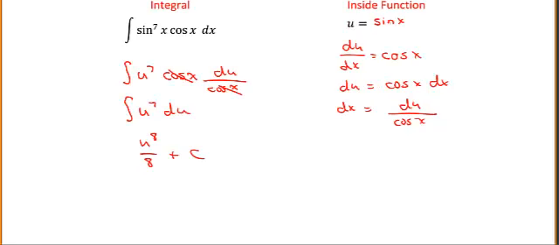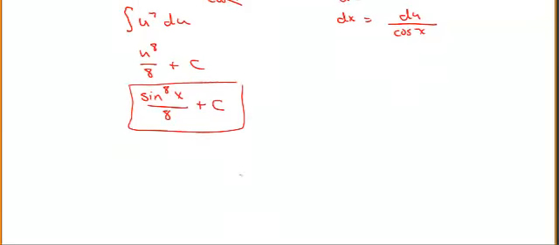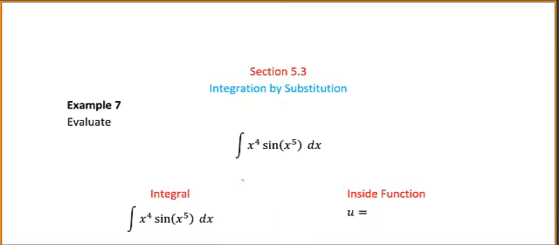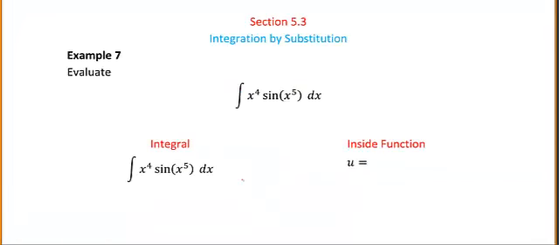And remember, u was sine of x, so this is going to be sine to the 8th of x over 8. But remember what that means. Don't let that fool you. So sine to the 8th of x over 8 plus a constant of integration. Okay, I think I have one more example here. All right, let's take a look at this.